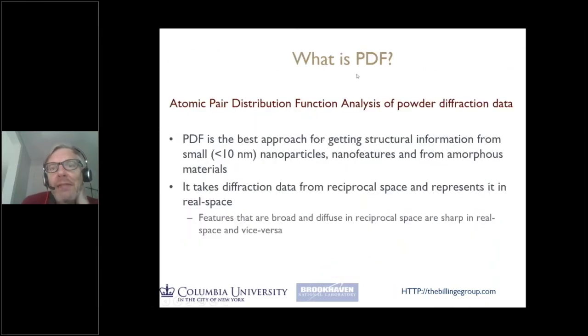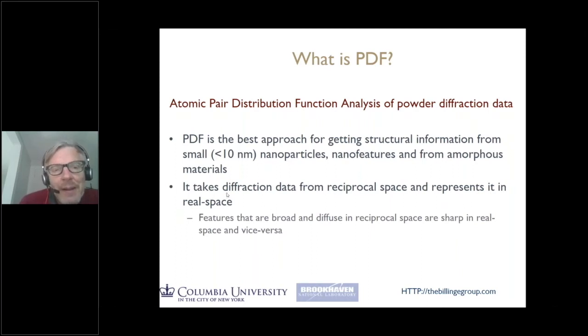So what is PDF? PDF stands for the atomic pair distribution function analysis. It's a pair distribution function analysis of powder diffraction data, and it's particularly useful when you have nanomaterials or amorphous materials. It's the best approach for getting structural information from samples that have very small nanoparticles.